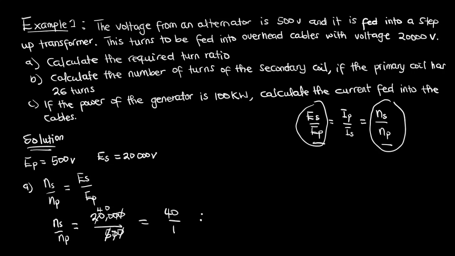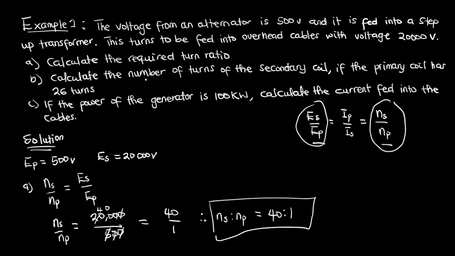Therefore, our turn ratio, the number of turns in the secondary to the number of turns in the primary, is equal to 40 is to 1. So this becomes our answer. This becomes our turn ratio, 40 is to 1. Now let's look at the B.